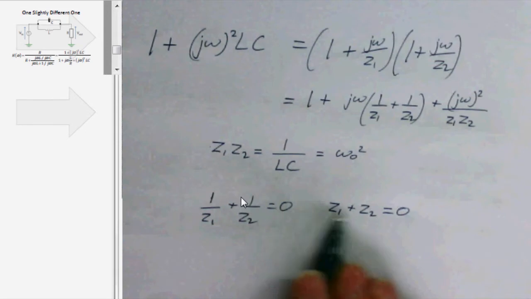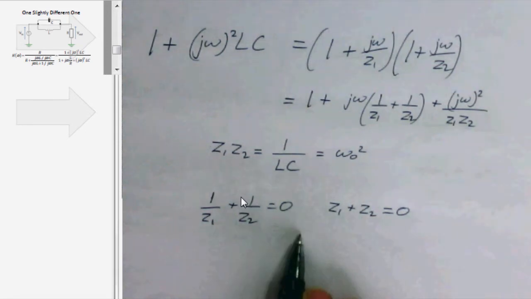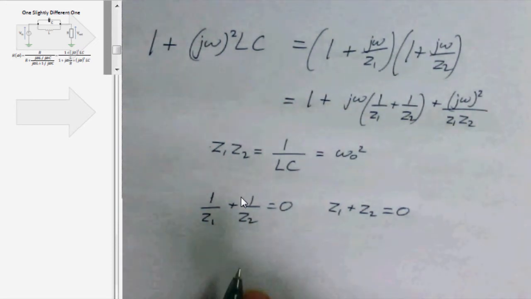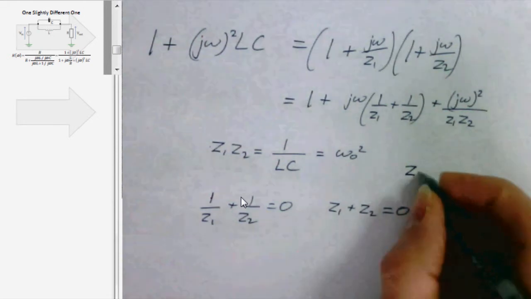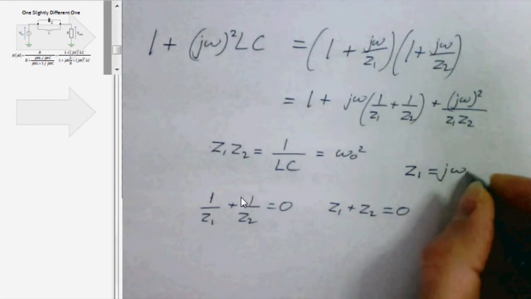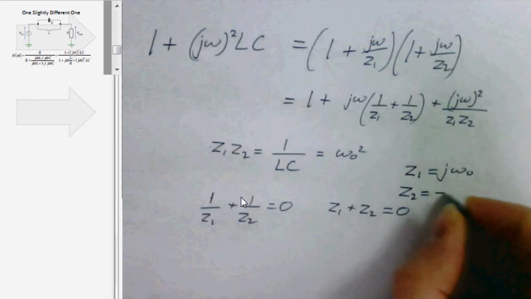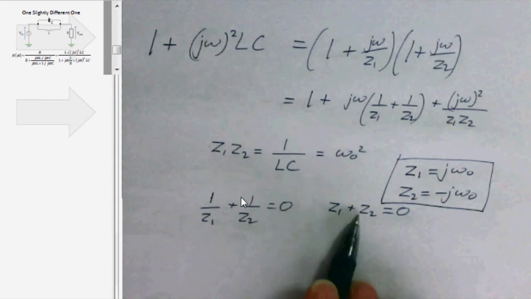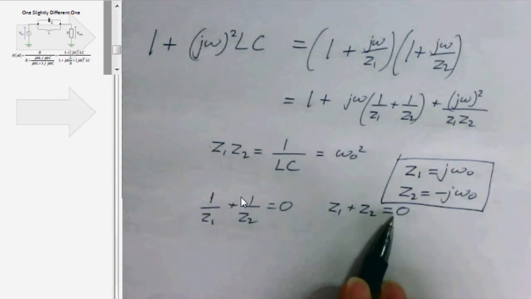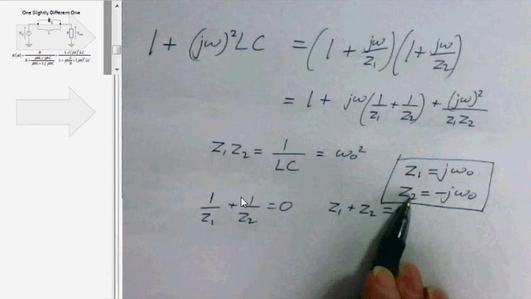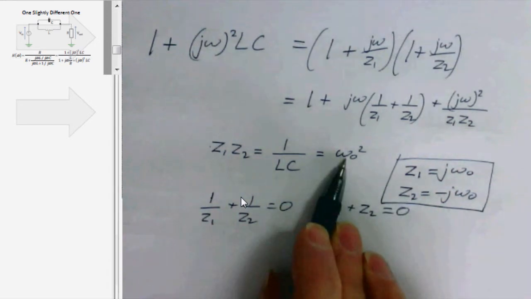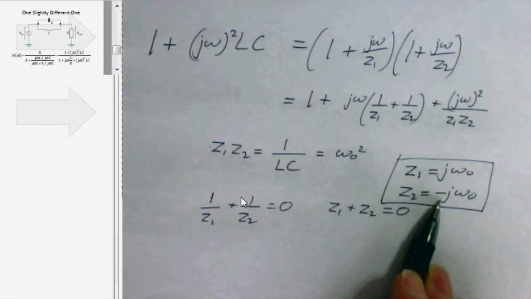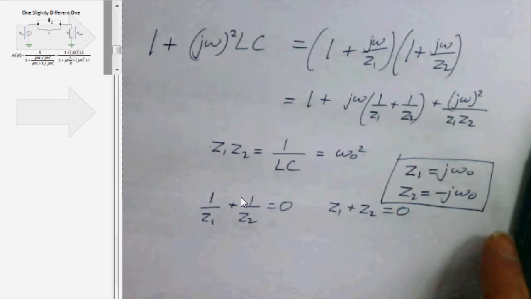Given the fact that zeros always occur either as real numbers or in complex conjugate pairs, the only way this can happen is if z1 is j omega naught and z2 is minus j omega naught. Then z1 plus z2 would be equal to 0 as required, and z1 times z2 would be equal to omega naught squared as required. We have two zeros, but they are perfectly imaginary zeros.